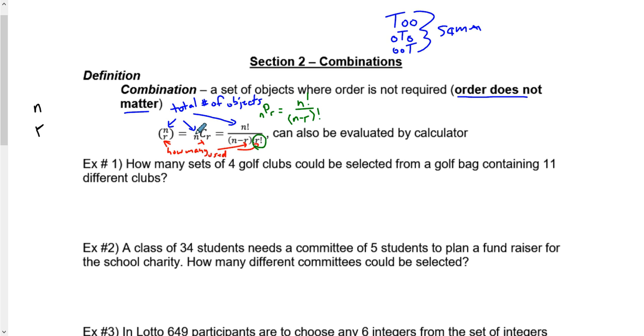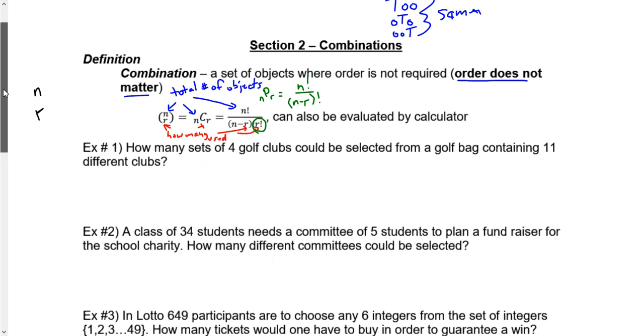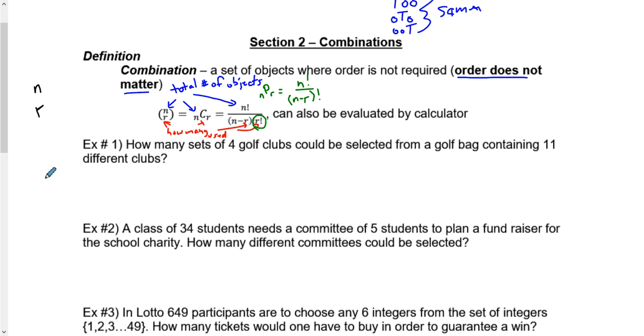You access your C the same way that you access your P, by pressing that PRB button. But you do have to use your arrow to actually access it. So first things first, let's go with the factorial notation for this question.